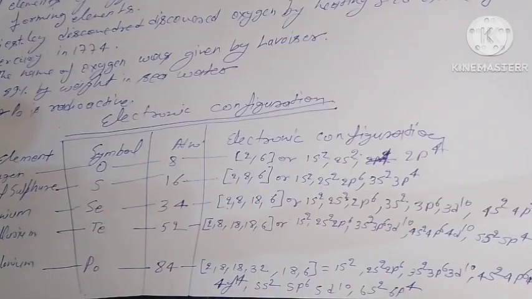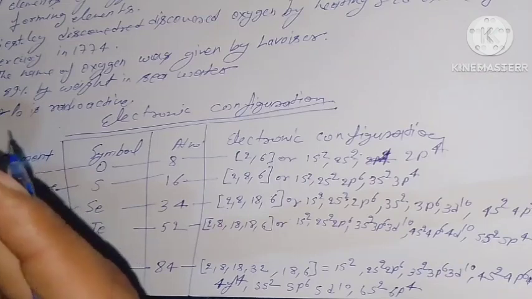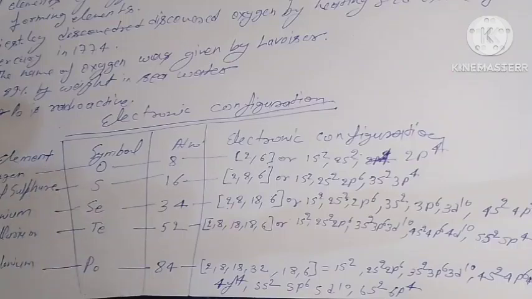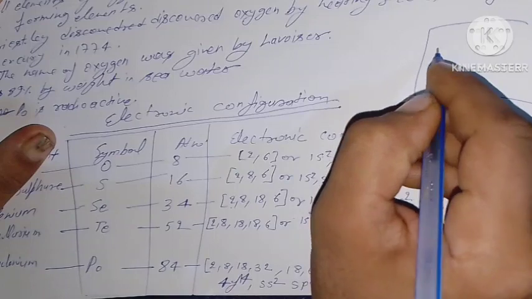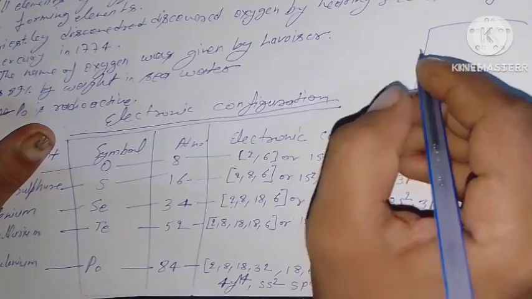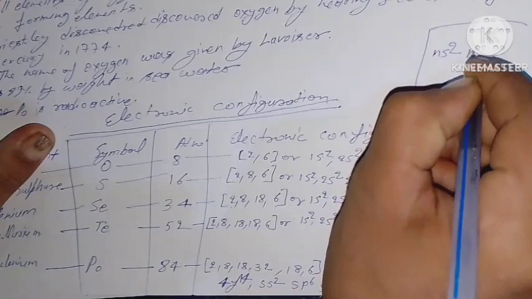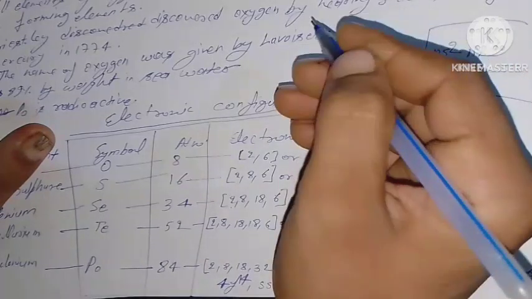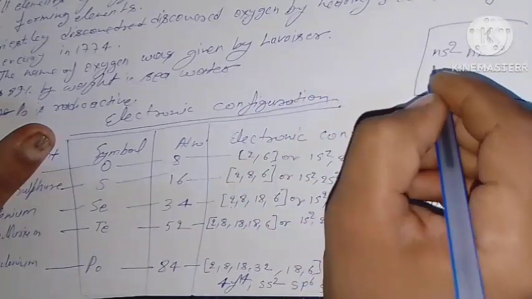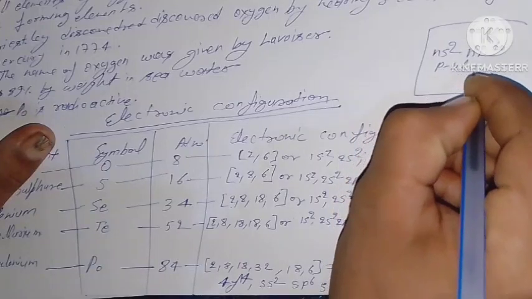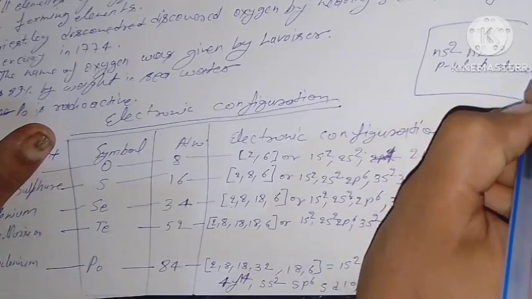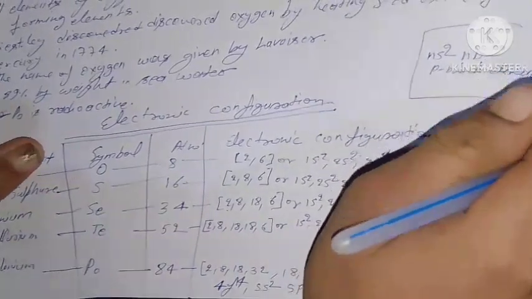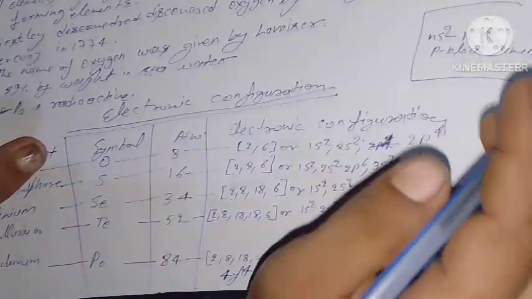The outermost general electronic configuration is ns2 np4. All the elements are p-block elements.